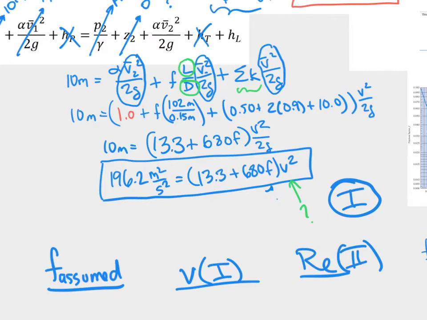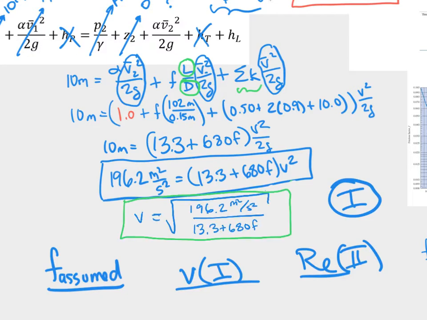So we're going to resolve this with a better version. We're just going to solve for V as a function of F. Since we're going to have to do this a couple times, it's going to make our lives a little bit easier. So we're just going to rearrange. You can see it's going to be V equals the square root of 196.2 meters squared over second squared divided by 13.3 plus 680F, which is a lot easier to work with than what we just showed. It's in green just to highlight that this is the way we're going to do it, because all we have to do is plug in an F right there, and the V pops out.